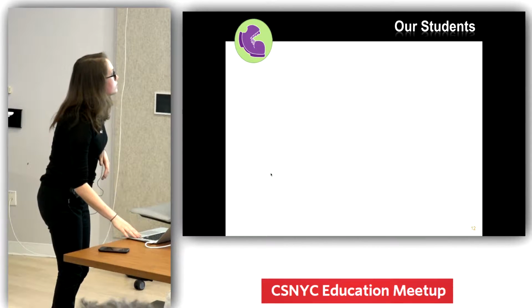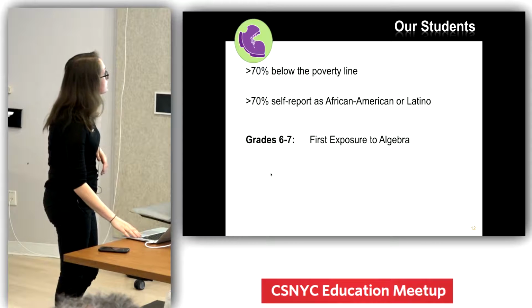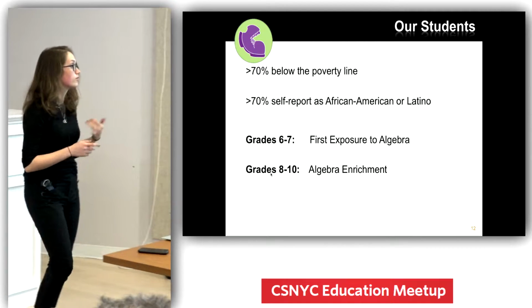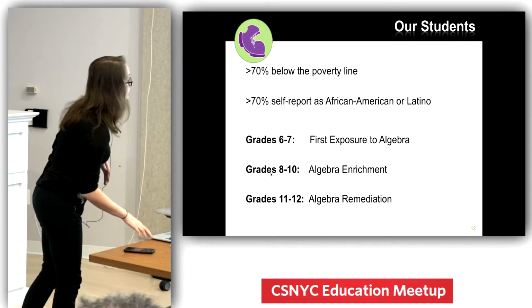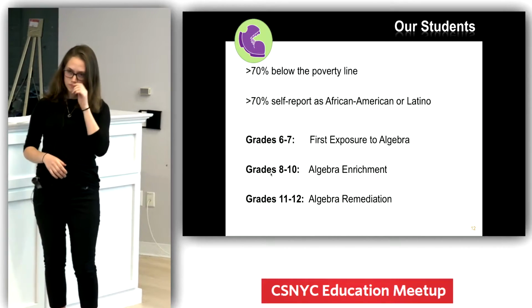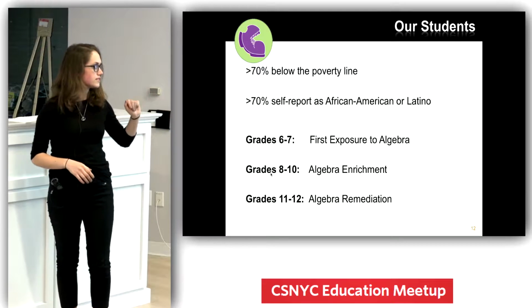Okay, so what do we do in Bootstrap? What do our students look like? 70% of them report as being below the poverty line or being African American or Latino. We have 3 main exposure groups for Bootstrap, and actually all of these are represented here in New York City.